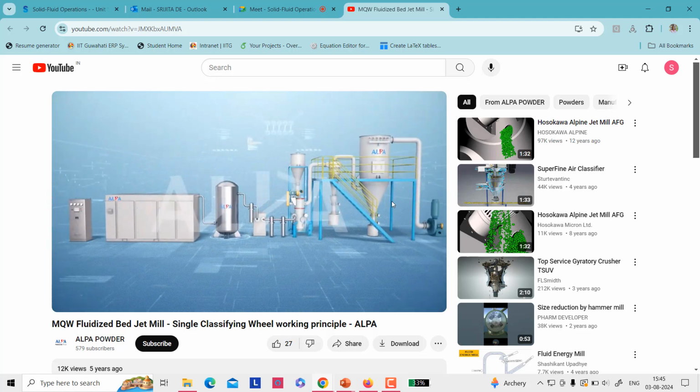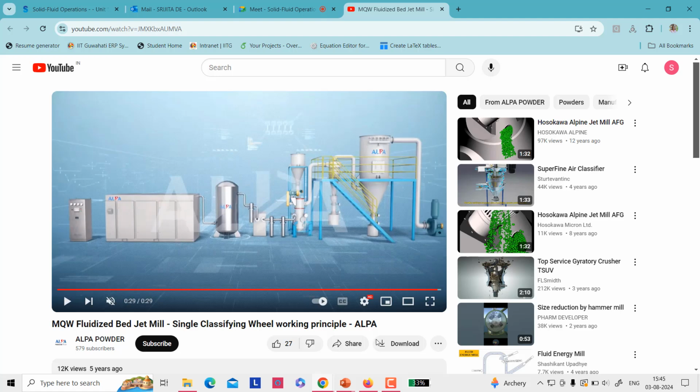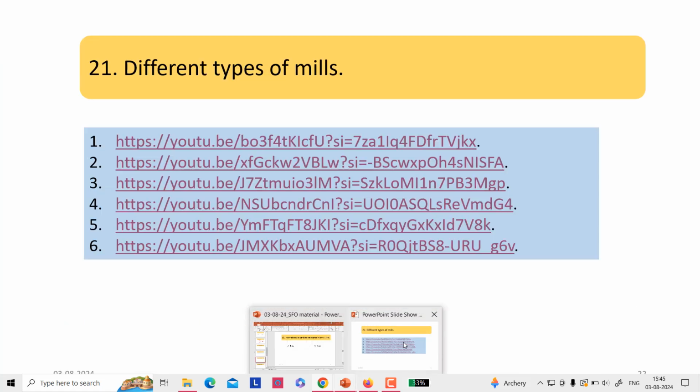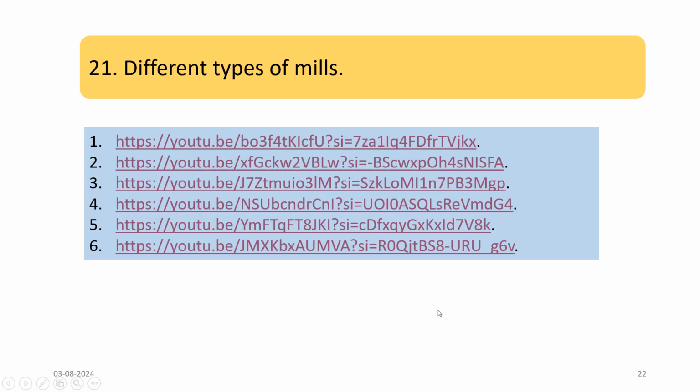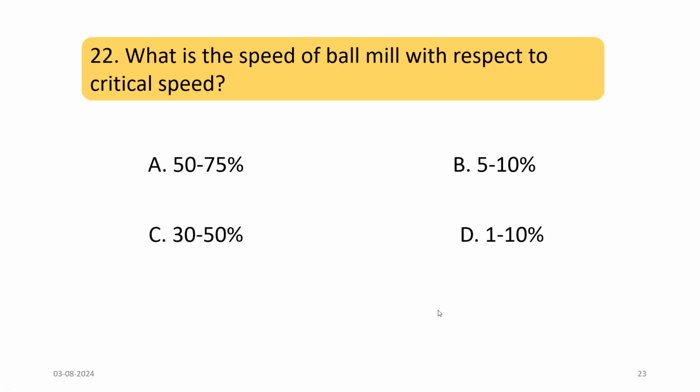So these are the different types of crushers and mills you can study about. Next, what is the speed of the ball mill with respect to the critical speed?